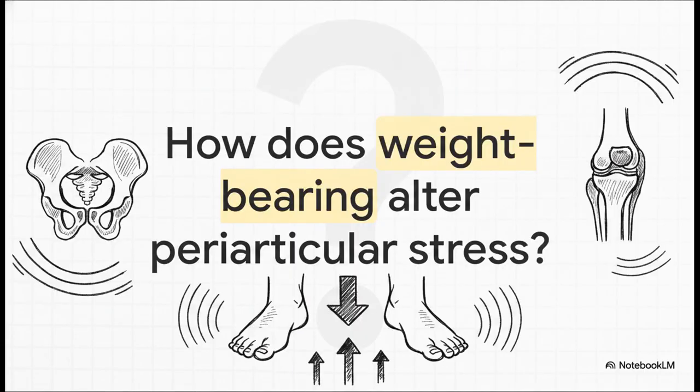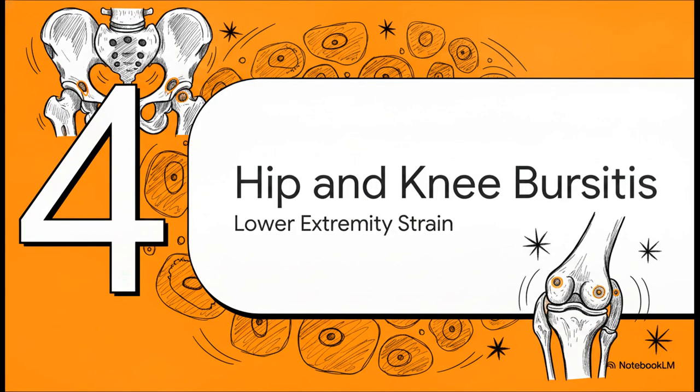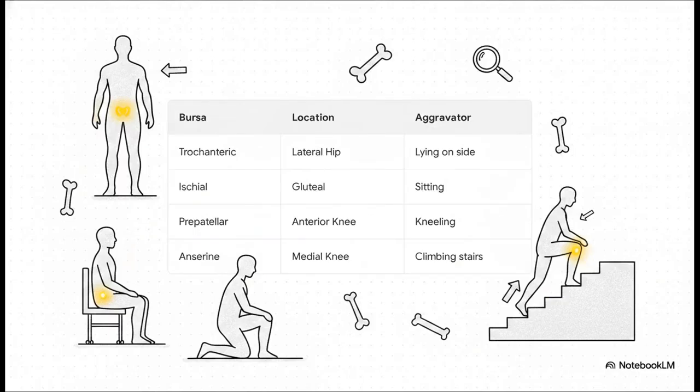Now, as we transition from the upper body down to the lower extremities, we really need to pause and ask a fundamental mechanical question. How does the sheer, constant force of weight bearing alter the clinical pathology and the tissue stress response we're seeing in these joints? Let's explore that in Section 4, Hip and Knee Bursitis. Our lower limbs take a massive mechanical beating with every single step, and that leads to microdamage and inflammation in the bursa. Remember, these are the little thin-walled, fluid-filled sacs that cushion our tendons against bony prominences.